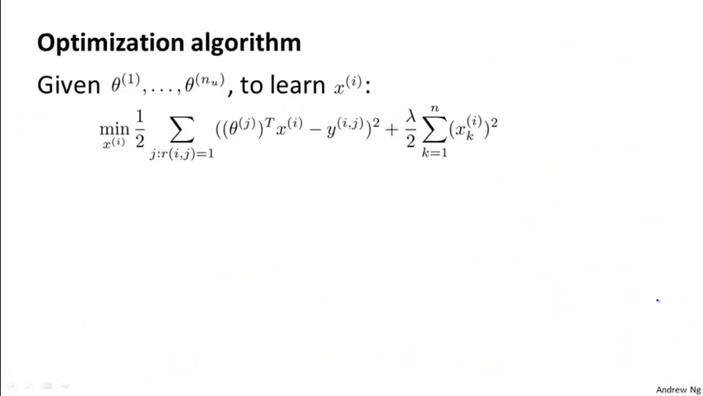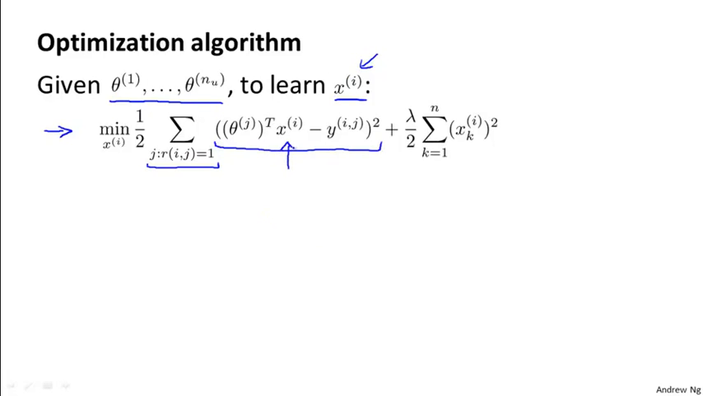Let's formalize this problem of learning the features xi. Let's say that our users have given us their preferences. So let's say that our users have come and told us these values for theta1 through theta of nu, and we want to learn the feature vector xi for movie number i. What we can do is therefore pose the following optimization problem. So we want to sum over all the indices j for which we have a rating for movie i, because we're trying to learn the features for movie i, that is this feature vector xi. And then what we want to do is minimize this squared error.